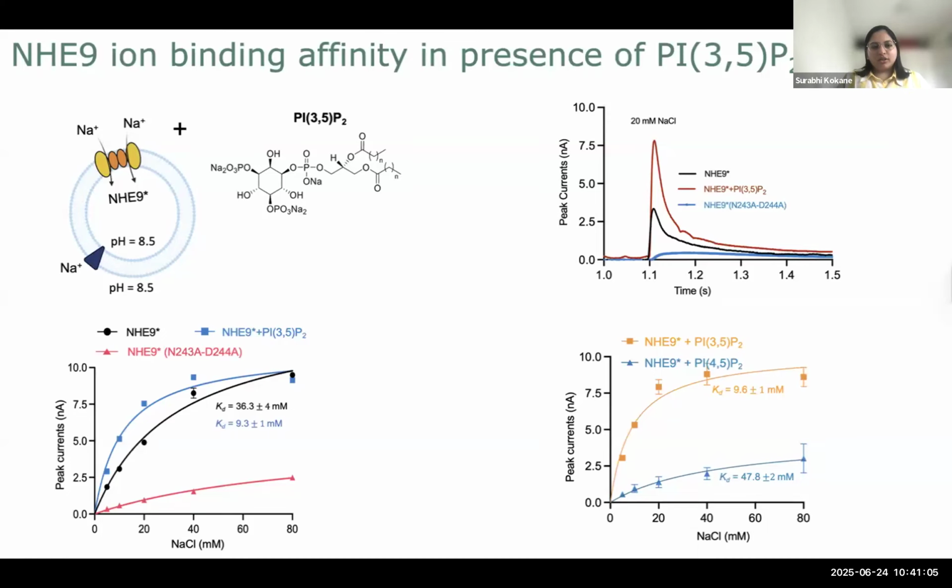The Kd that we got for the wild type was around 36 millimolar, but when we added this PI(3,5)P2 lipid, the Kd was around 9.3 millimolar. So this lipid was enhancing the activity, or let's say the binding affinity of the protein for the ions. Then we also added PI(4,5)P2 lipids, and with the addition of 4,5 the binding affinity was around 4.7 millimolar, which is very close to what we get for the wild type. So this lipid was not actually enhancing the activity of the protein.